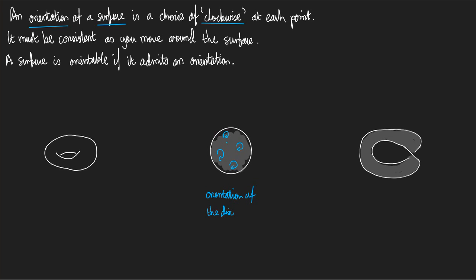And the rule is that these different choices of clockwise have to match up as you move around. And indeed, if I picked up this one here and dragged it over there, I'd get the one that I've already drawn over there. You could do that with the torus as well.